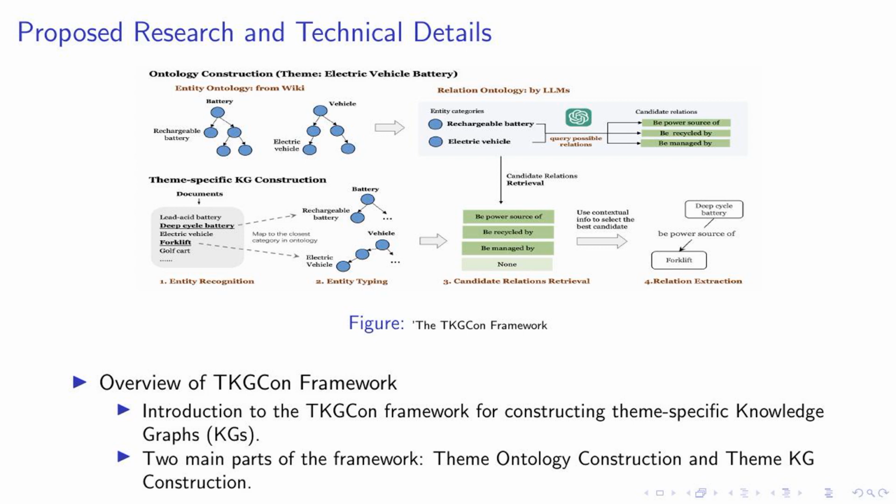The second part is the theme KG construction. In this phase, we mine possible entity mentions from theme-specific documents and map them to the closest category on the entity ontology. We then retrieve candidate relations based on these entity categories. The final step involves incorporating contextual information to determine the relation between these two entity mentions. This framework, as you can see in the figure, provides a comprehensive approach to building theme-specific KGs. It's a significant step forward in the field of knowledge graph construction.